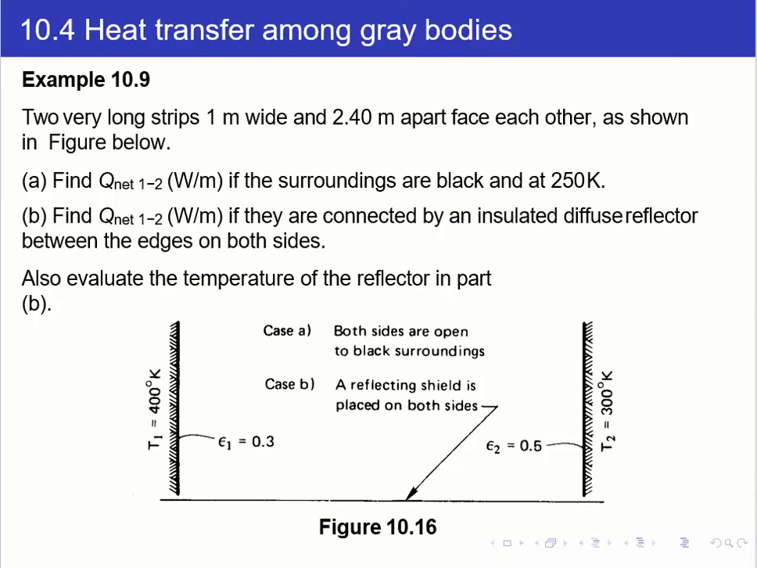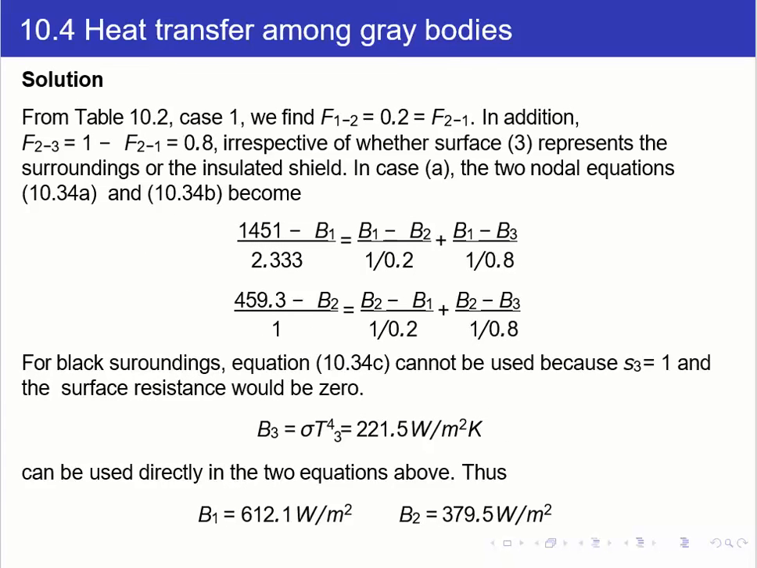In the figure we have emissivity epsilon 1 equal to 0.3 and epsilon 2 equal to 0.5. Then the reflecting shield is placed on both sides, and both sides are open to black surroundings. T1 is 400 Kelvin and T2 is 300 Kelvin. Then we have a view factor F1 to 2 equal to 0.2, and the same for 2 to 1. In addition, F2 to 3 is equal to 1 minus F21, which is 0.8.